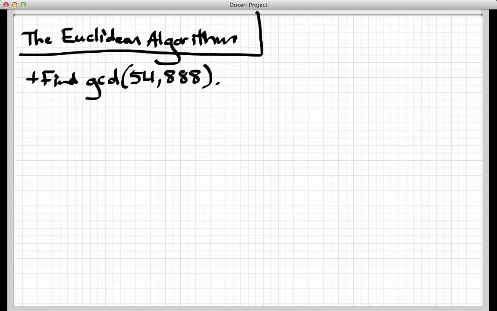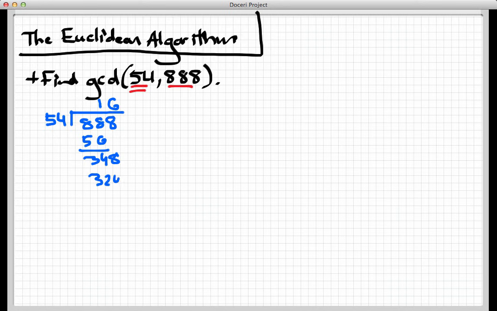The algorithm is going to proceed like this. We're first going to start by taking the larger of these two numbers and dividing it by the smaller one to see what quotient and remainder we get. In other words, we're going to set up a little long division problem. We're going to take 54 and divide this into 888 and pay attention to the quotient and the remainder we get. Now if you start doing the long division process, you're going to get something like this. And this goes in 6 times. That comes out to be 324. And the remainder here is 24.